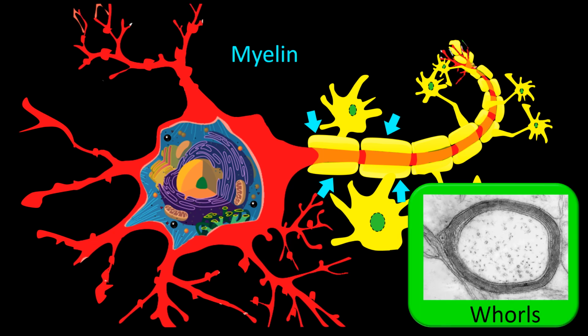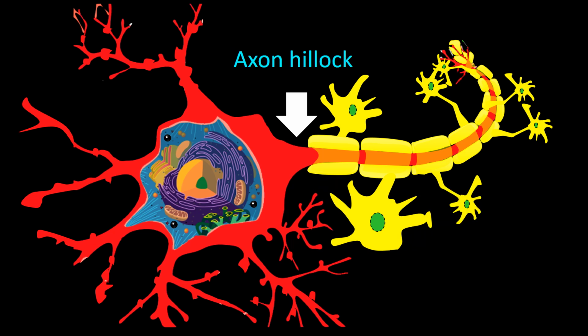Myelin is made of whorls of Schwann cell membrane attached to the body of the Schwann cell by a mesaxon, with fingers of persisting cytoplasm trapped between the layers of the Schwann cell membranes. These fingers are called Schmidt-Lanterman incisures. The arrow is indicating the axon hillock.